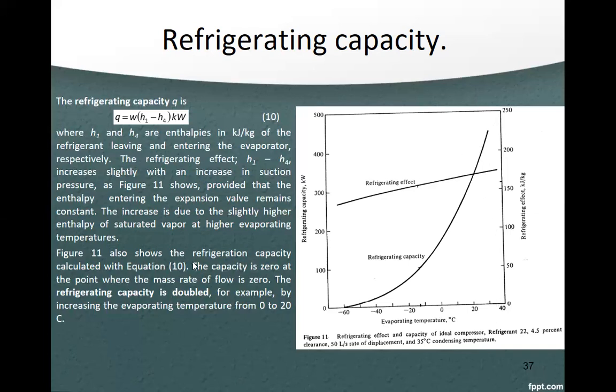Figure 11 also shows the refrigeration capacity calculated with equation 10. The capacity is 0 at the point where the mass rate of flow is 0, because that is your multiplier. So the refrigerating capacity is doubled, for example, by increasing the evaporating temperature from 0 to 20 C. It multiplies because your mass flow rate changes, depending on whether the evaporating temperature also changes. So that is the relationship of evaporating temperature and refrigerating capacity.